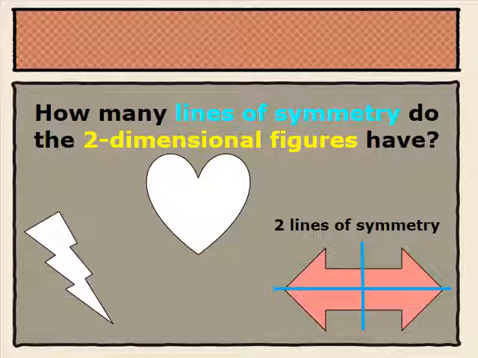Our arrow has two lines of symmetry. We can put a line vertically that will give us mirror images from the left and the right. And we can put a line horizontally that will give us mirror images from the top and the bottom.